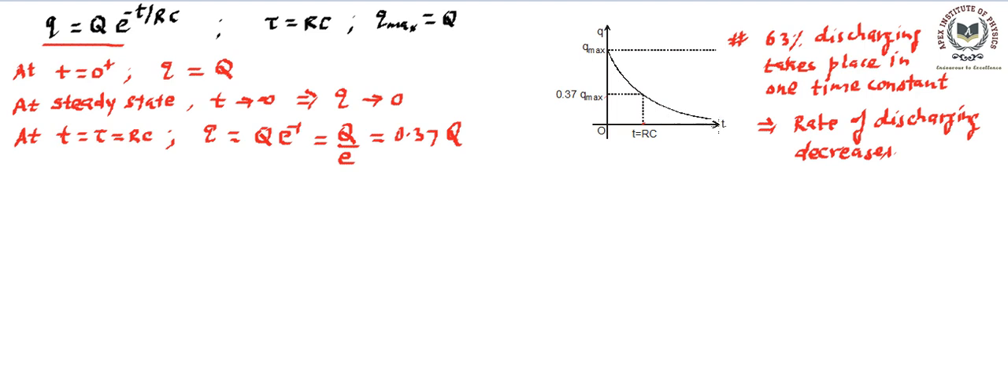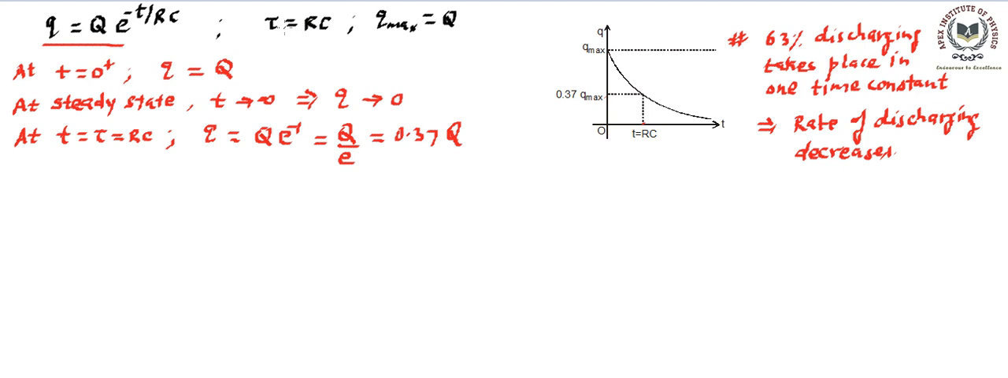As it goes down, the slope tends to zero. So the slope is initially higher, then slowly decreases to zero in magnitude, right? The slope is the rate of discharging. Since this is a negative slope, the negative sign indicates discharging, and the magnitude indicates the rate of discharging. Great. So that's about the charge on the capacitor in case of discharging.